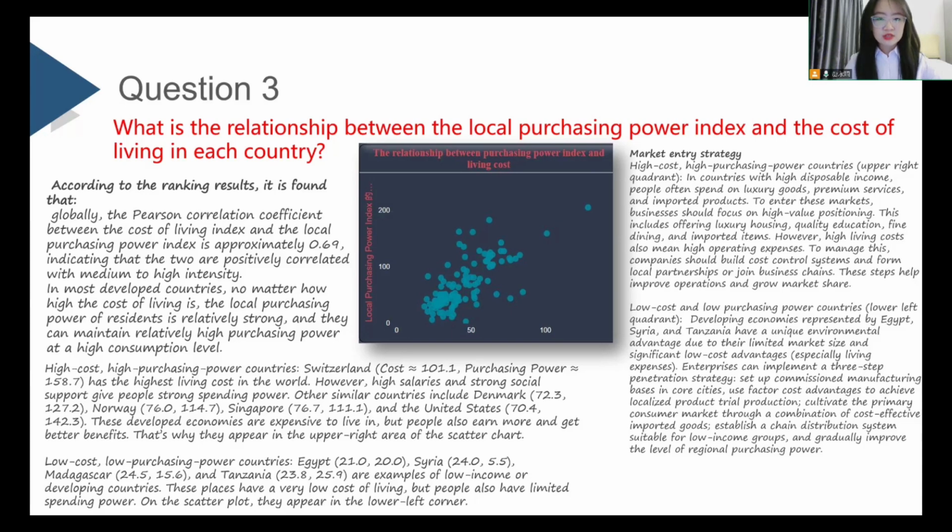The scatter plot shows the global cost of living index and the local purchasing power index are positively linked. Developed countries like Switzerland and the US sit in the top right corner. This means high cost goes with high purchasing power, which comes from high wages and social support. Developing countries like Egypt and Syria are in the bottom left, where low cost and low purchasing power show how their economy holds them back.